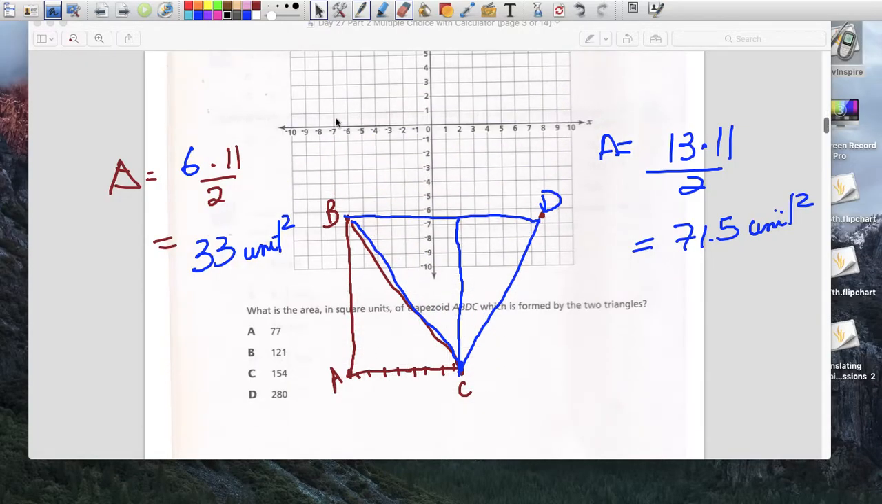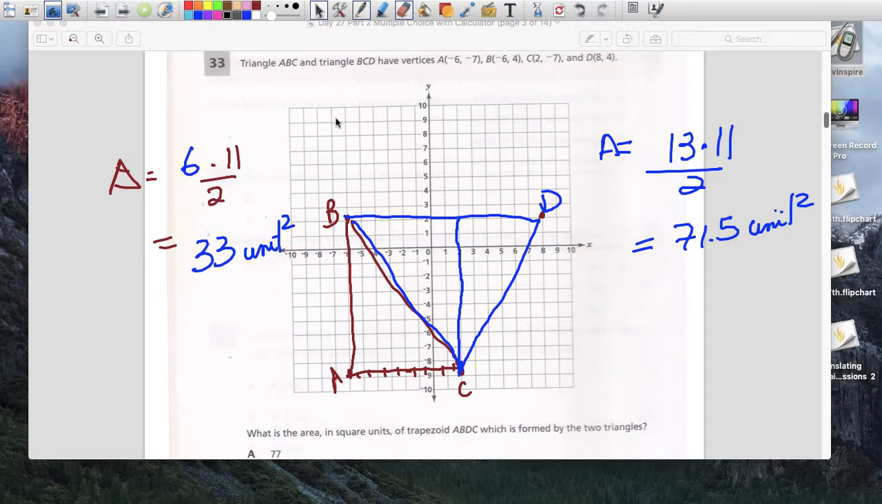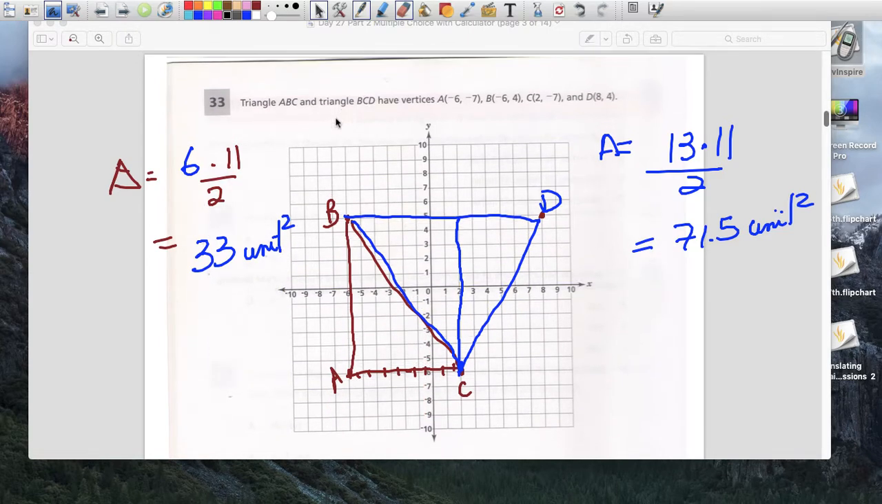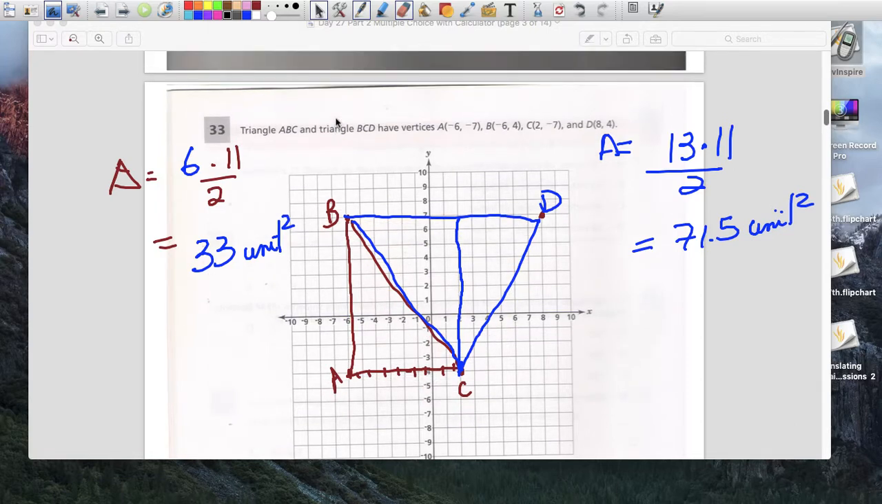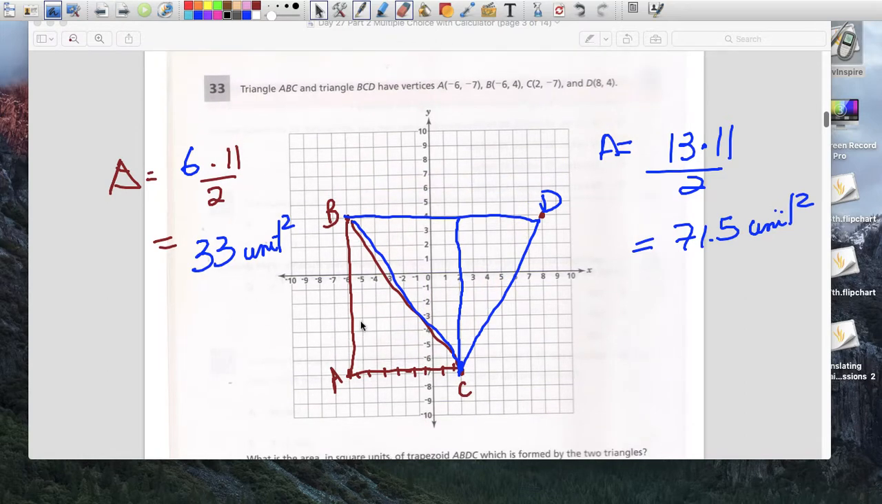I don't think that's an answer choice. So I'm definitely doing something wrong. Let me count this again. So negative 6, negative 7, B is negative 6 and 4, so my height is 11, right, and then 1, 2, 3, 4, 5, 6, that's okay.